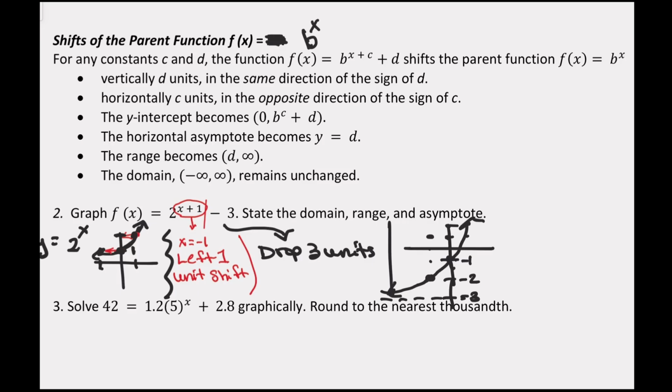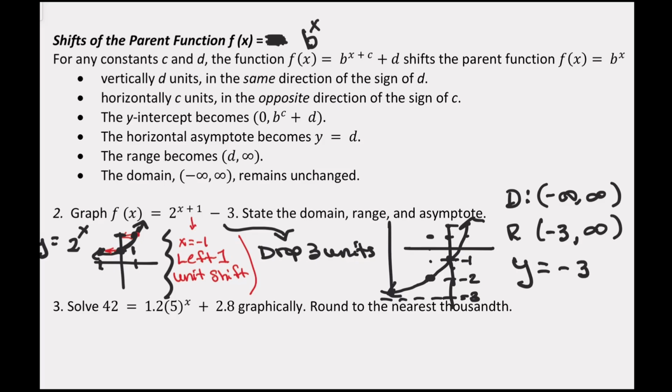So my domain, again, I can put anything in the x spot, negative infinity to infinity. My range, looking at my graph, it looks like it can go as low as negative 3, but won't actually ever equal negative 3 because this part will never equal 0. Okay? Up to infinity. And the horizontal asymptote is what you're approaching. So it gets closer and closer to negative 3, but it never actually touches it. Okay, let's do it again for this next one.